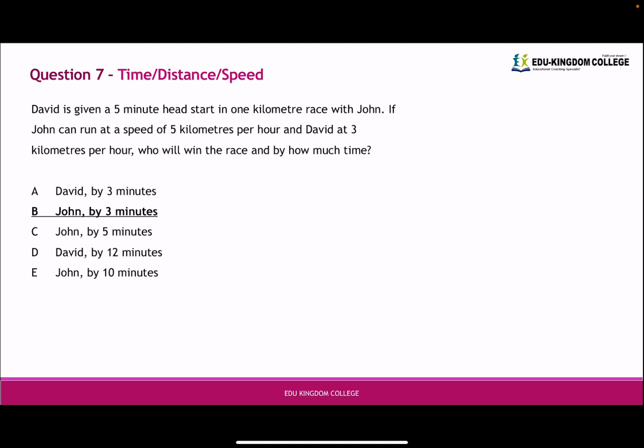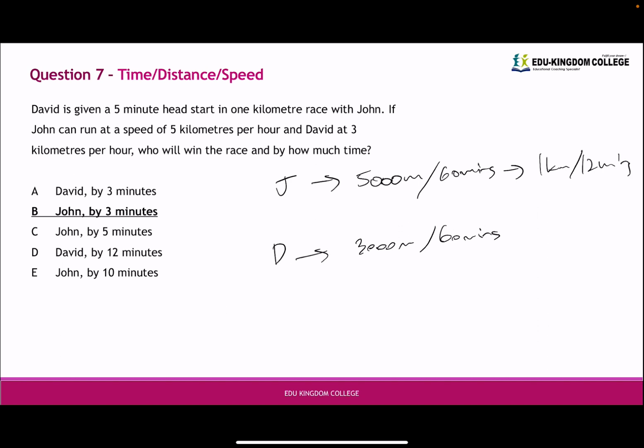Now, we have John and we have David. John runs at 5 kilometers per hour, or 5,000 meters per 60 minutes. David runs at 3,000 meters per 60 minutes. Now, how long does it take each one to run 1 kilometer? So 1/5 of an hour for John, so 1 kilometer per 12 minutes. For David, it would be 1 kilometer, so 1/3 of an hour, so 20 minutes.